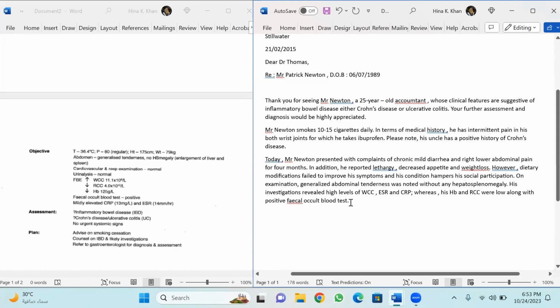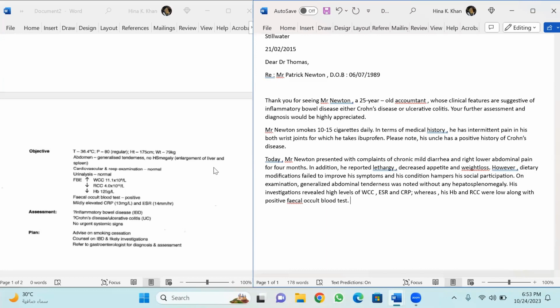Now you can also, after this, use another connector if you want. As a result, consequently, he was counselled on IBD or inflammatory bowel disease.